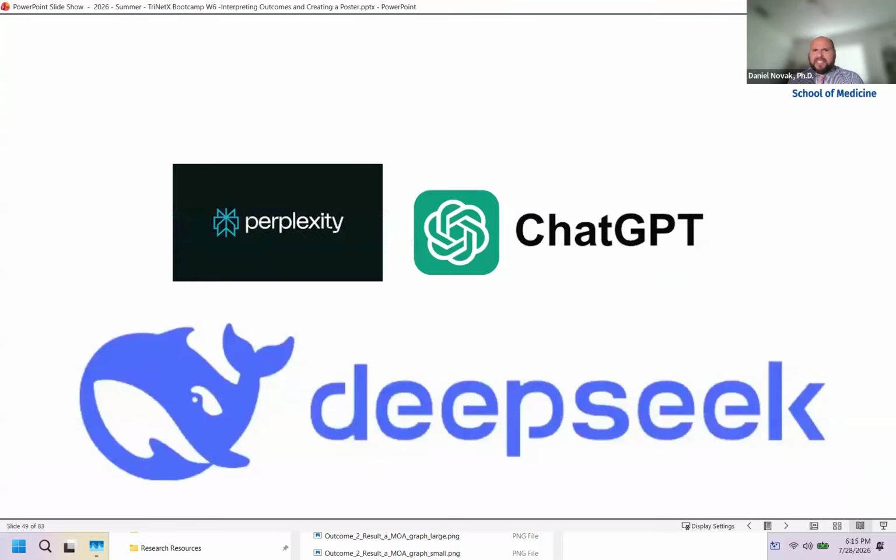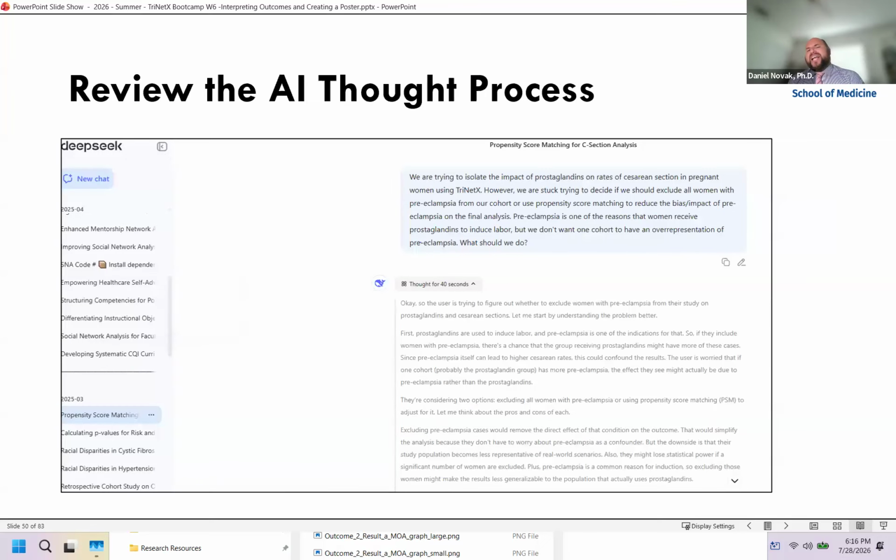I also recommend, these technologies change all the time, but DeepSeek is one that came out about 18 months ago, or a year ago. That's been very interesting. One thing I like about it, and some of the other tools are a little better at this now too, including Claude, is telling you about their thought process.